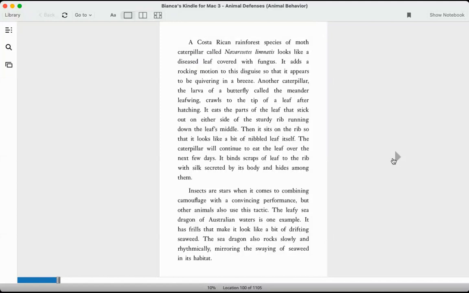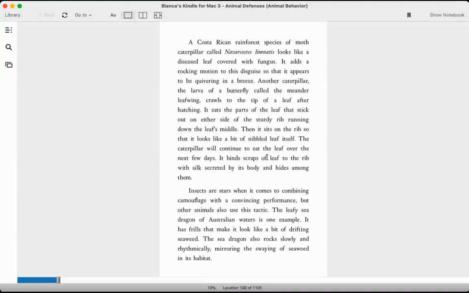It eats the parts of the leaf that stick out the other side of the sturdy rib running down the leaf's middle. Then it sits on the rib so that it looks like a bit of nibbled leaf instead. The caterpillar will continue to eat the leaf over the next few days. It binds scraps of leaf to the rib with silks secreted by its body and hides among them.